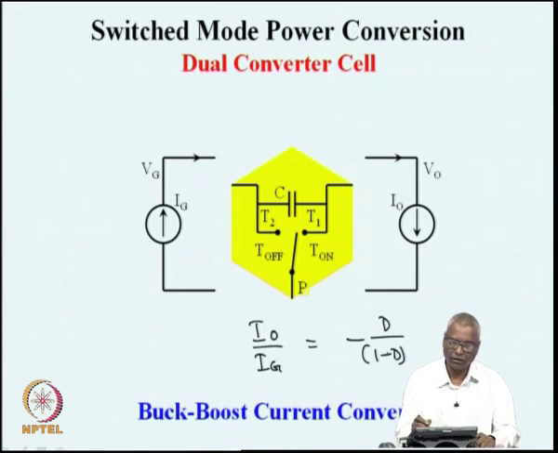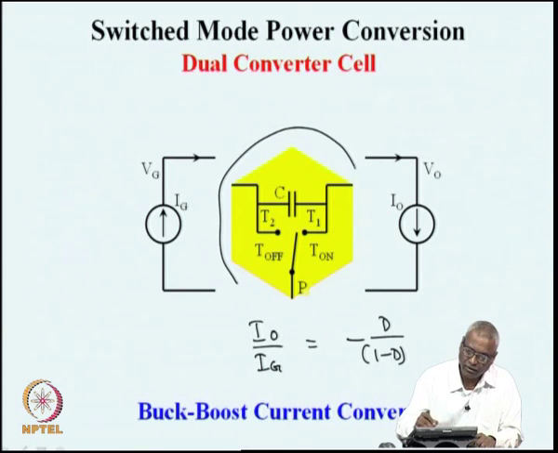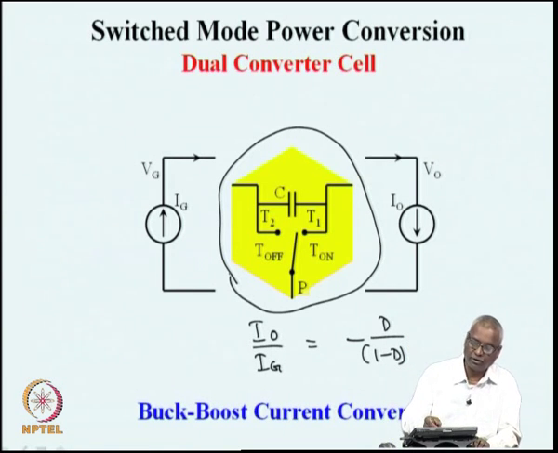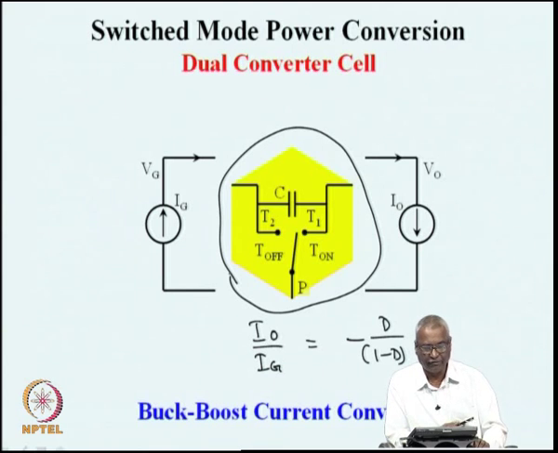So, we have seen that this cell, which is a dual of the inductor plus SPDT cell, also has identical 3 variants of buck current converter, boost current converter and buck boost current converter. So, effectively single switch and single energy storage element can be connected in these many ways, 3 variants in each of them, as a current converter or a voltage converter.